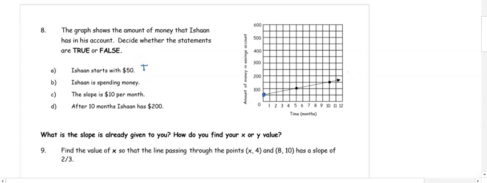Isham is spending money. That is false because the line is going up, which means his money is increasing. So he's not spending, he's saving.